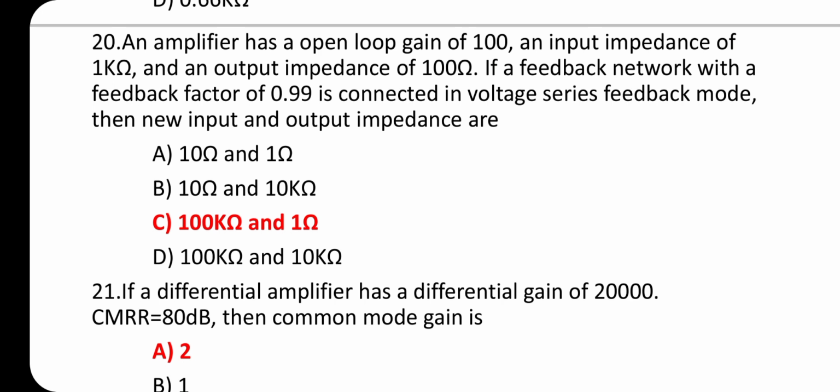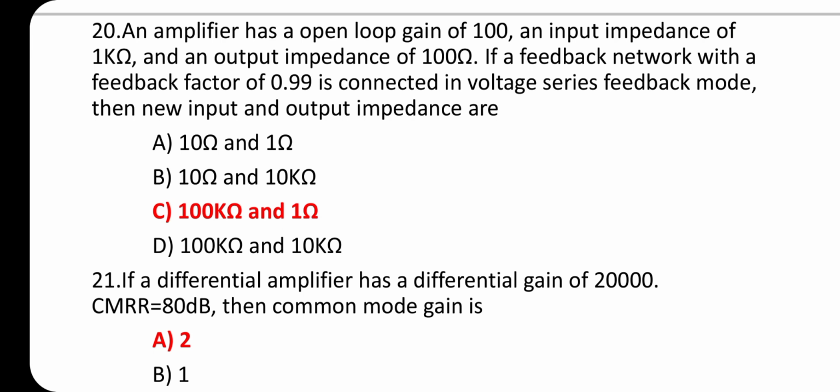The 20th question is: an amplifier has an open loop gain of 100, an input impedance of 1 kilo ohm and an output impedance of 100 ohm. If a feedback network with a feedback factor of 0.99 is connected in voltage series feedback mode, then the new input and output impedance are, option C, 100 kilo ohm and 1 ohm.